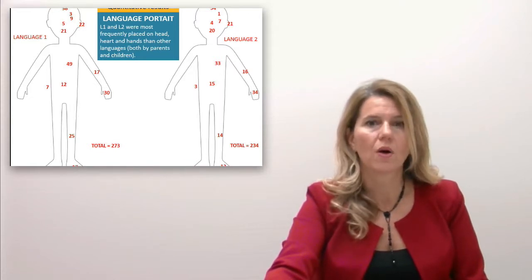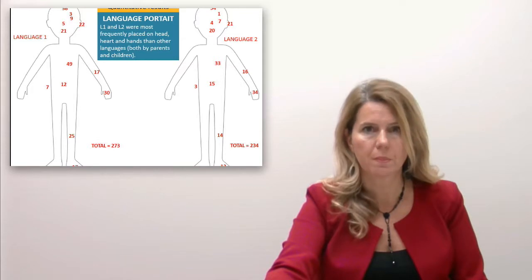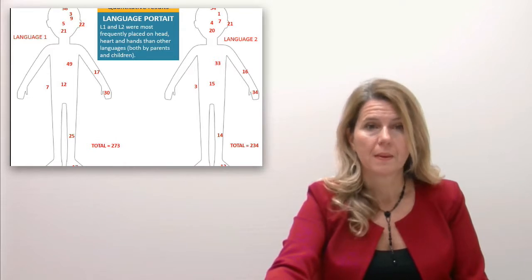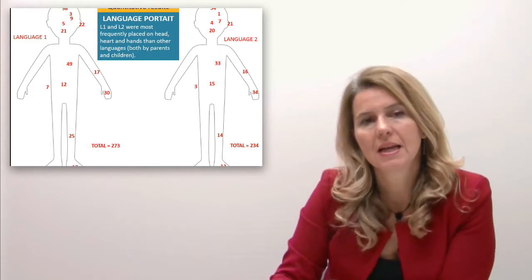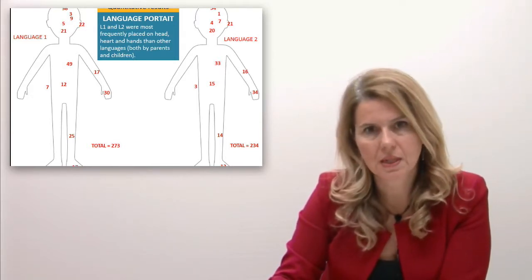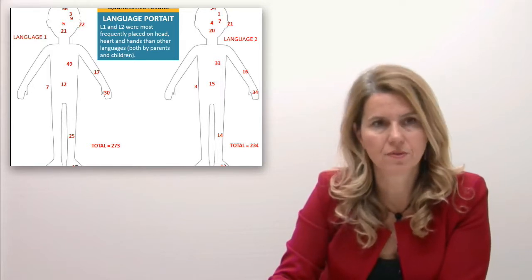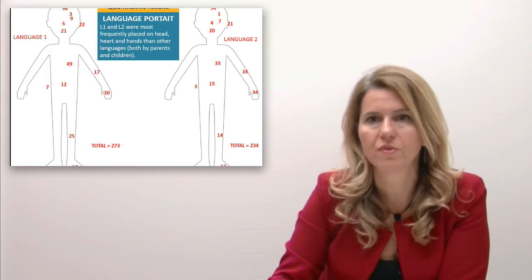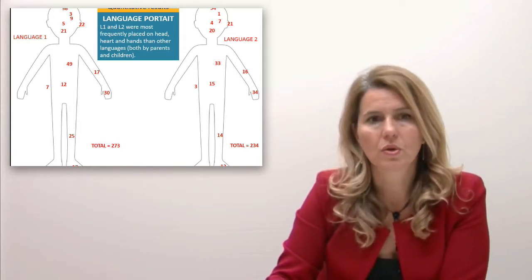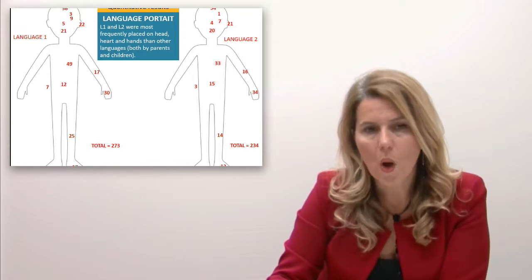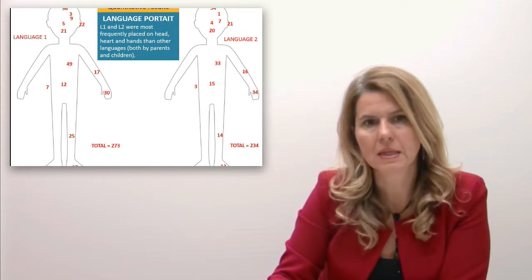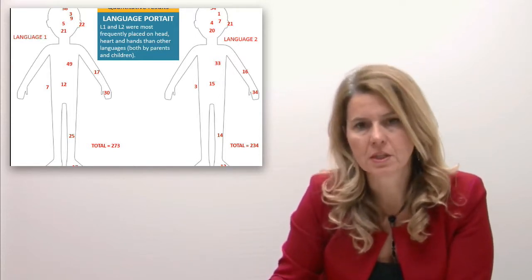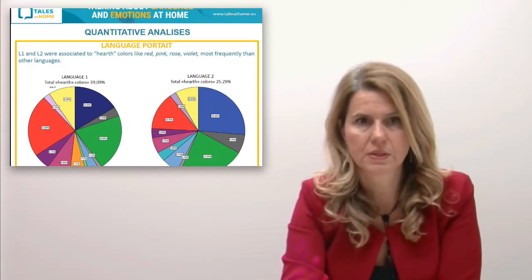Another very frequently chosen part of the body is, for instance, the hands, because many people answer that they place the language in the hands, since, for instance, they write using this language. So you have 30 times for language 1 and 34 for language 2, and so on. In total, you see that language 1 is more frequently placed in different parts of the body than language 2, and then it is followed by the other languages.